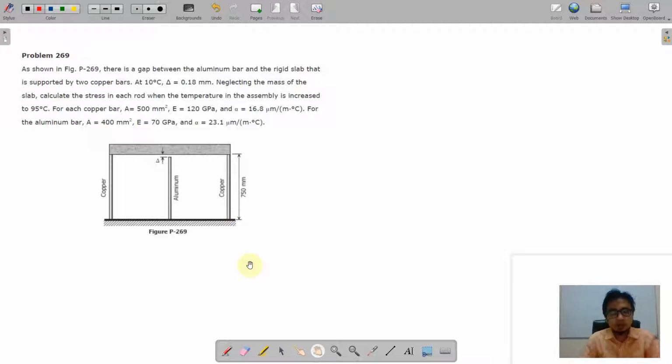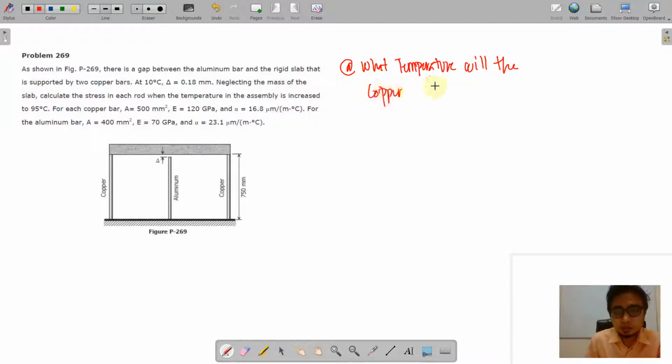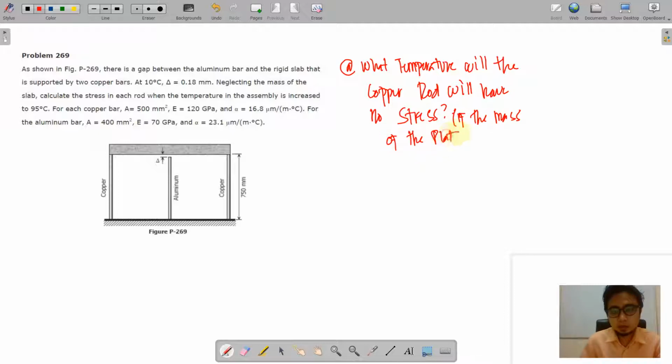So today I'll just have another variation on this problem wherein we might ask, at what temperature will the copper rod have no stress, if the mass of the platform is equal to 100 kilograms.